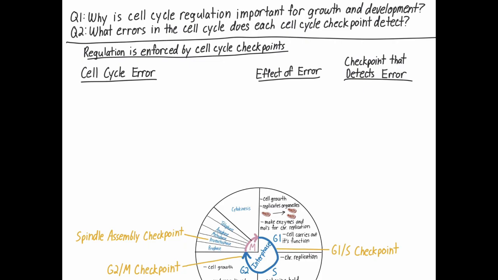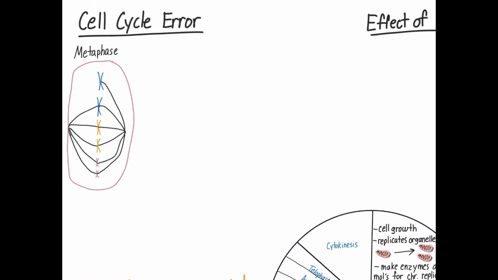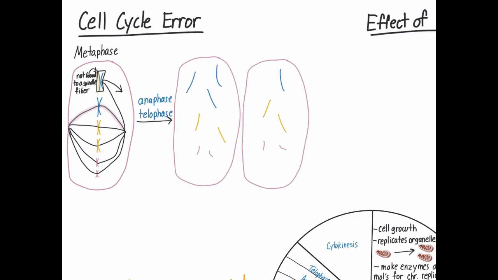Another thing that can go wrong during the cell cycle, specifically during mitosis, is the uneven distribution of chromosomes. Here is a cell in metaphase of mitosis. Normally, each of the two sister chromatids is attached to a spindle fiber from opposite ends of the cell. However, if one of the two sister chromatids is not bound by a spindle fiber, both chromatids of that chromosome may be pulled to one side of the cell, resulting in one daughter cell with 3 of that chromosome type, and one daughter cell with only 1 chromosome of that type.